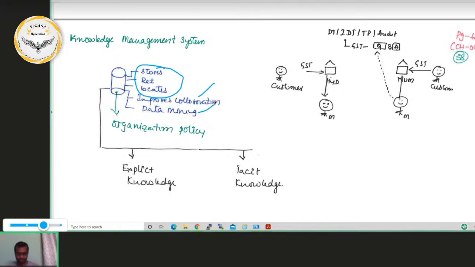Okay, so why do we require knowledge management systems? Knowledge management systems are required for the purpose of storing, retrieving, and locating knowledge. It improves collaboration. What do you mean by collaboration? Collaboration is nothing but communication between the employees.